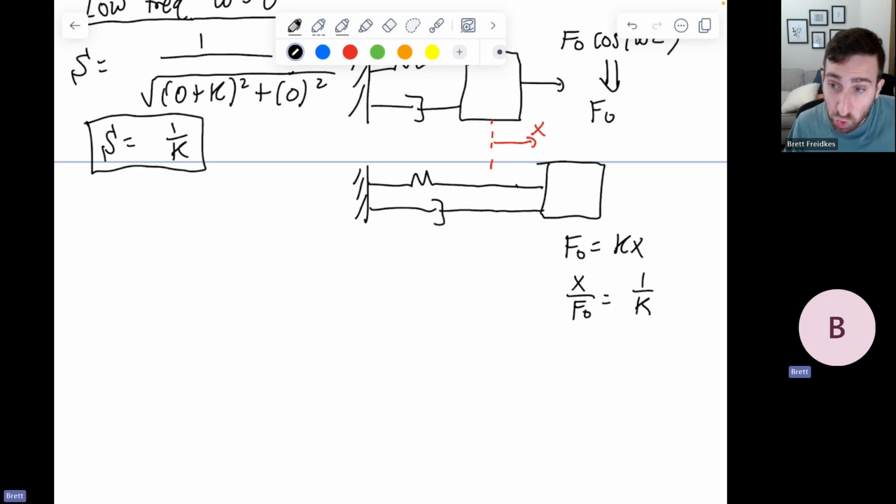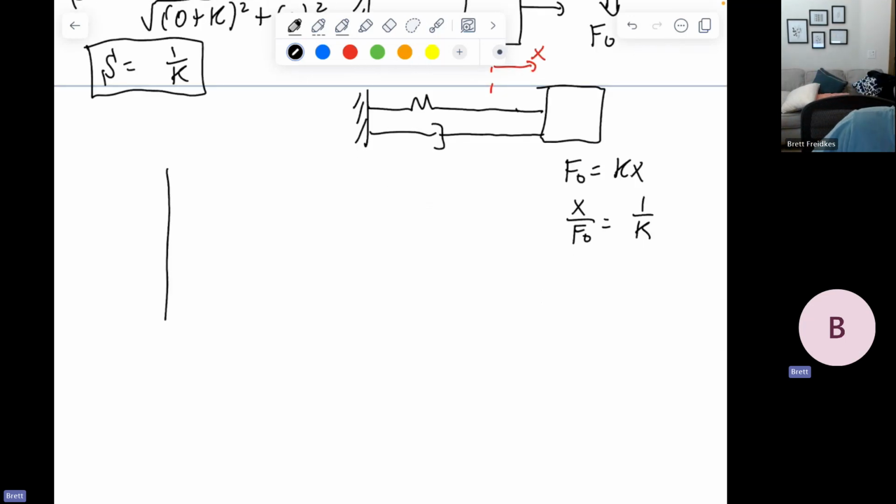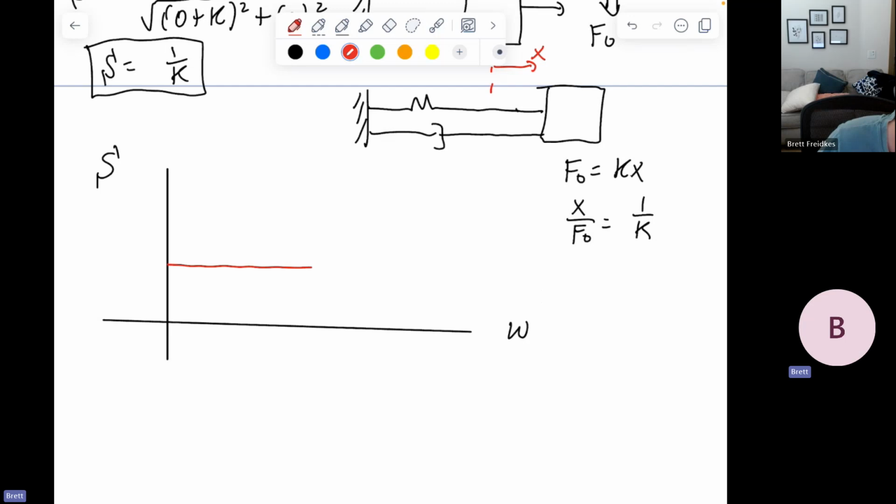And what we'll do is assume that it's 1 over k for low frequencies, not just 0, approximately 1 over k. So if I were to draw a graph of the sensitivity as a function of omega, we will see that for low frequencies, we will have a value of roughly 1 over k. And that's not perfect. Obviously, as we get to higher frequencies, that 1 over k approximation will deviate. But for our purposes, that is good enough.